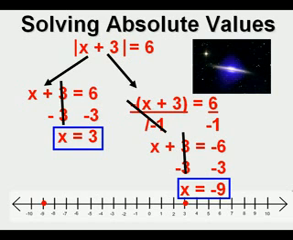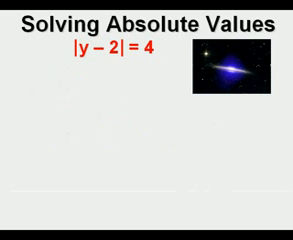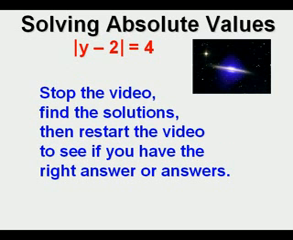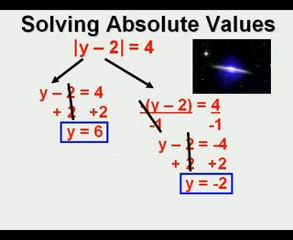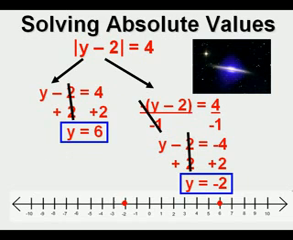Look at this one. The absolute value of y minus 2 equals 4. Stop the video, see if you can find the solutions, if any, then restart it to see if you got it right. Here are all the steps worked out as before. The 2 solutions are y equals 6 and y equals negative 2. And here are the points plotted on a number line.